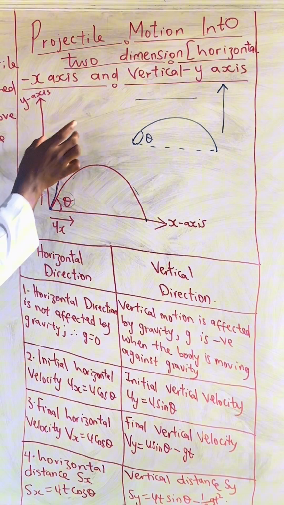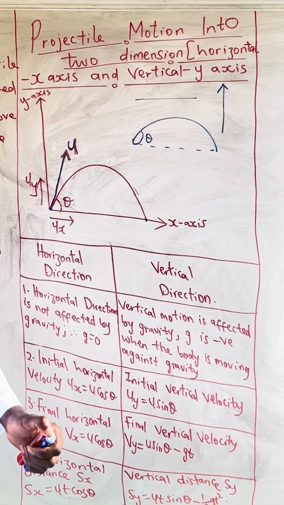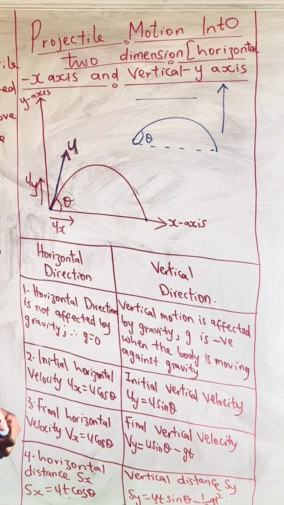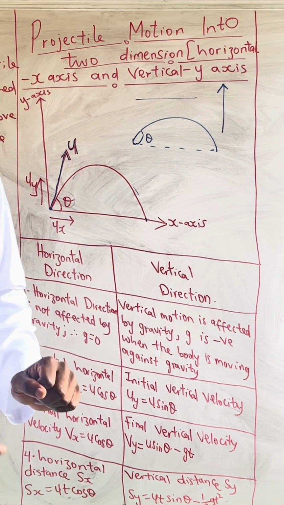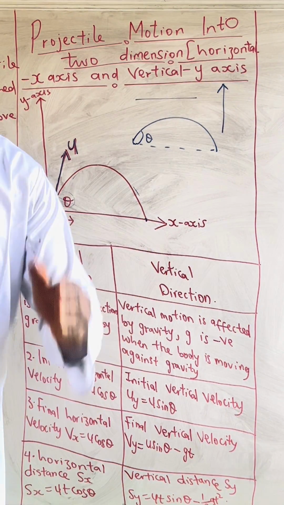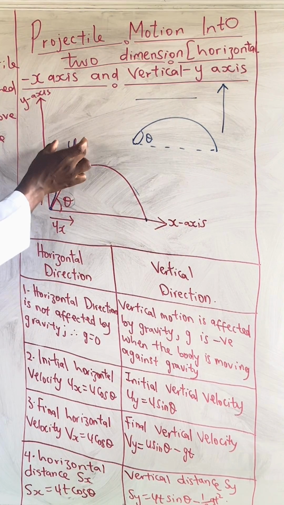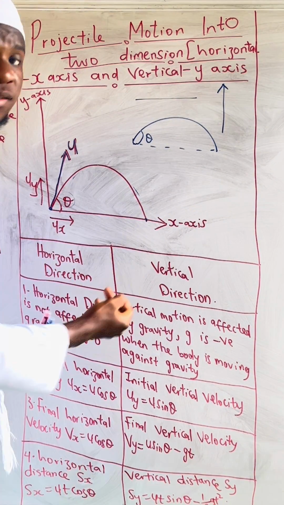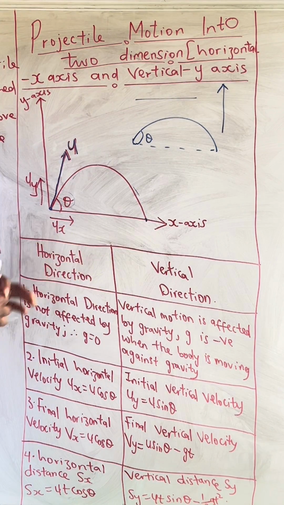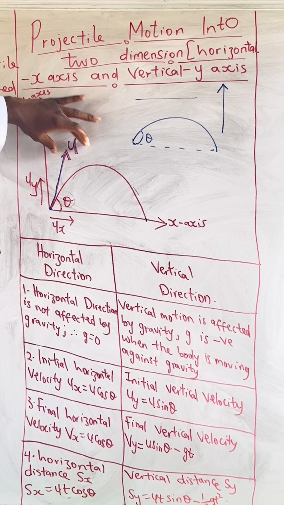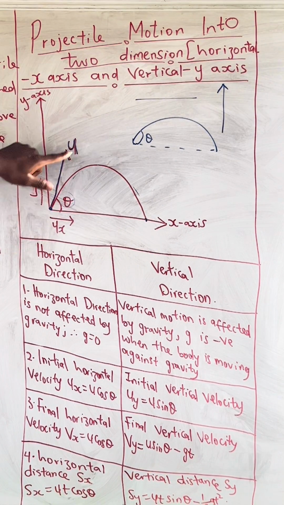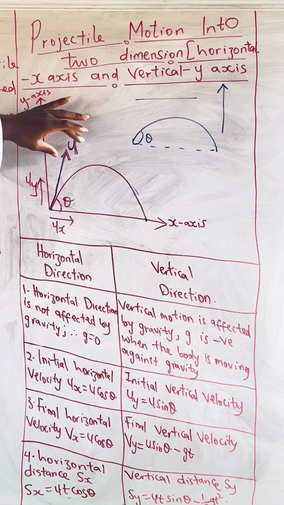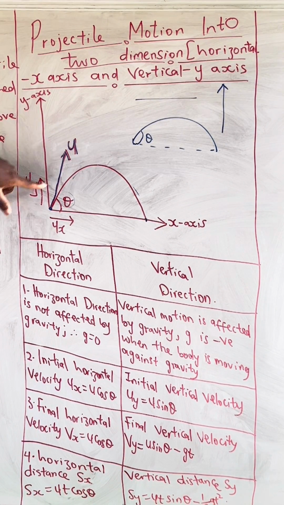So this initial velocity is going to be resolved into two dimensions. What and what? Horizontal and vertical. Don't forget that whenever we are talking about the horizontal dimension, we are talking about the x-axis, and whenever we are talking about the vertical direction, we are talking about the y-axis. This initial velocity u can be resolved to the horizontal, which we refer to as Ux, or to the vertical, which we write as Uy. So that is that about that, guys.